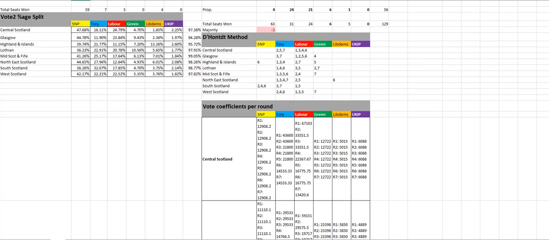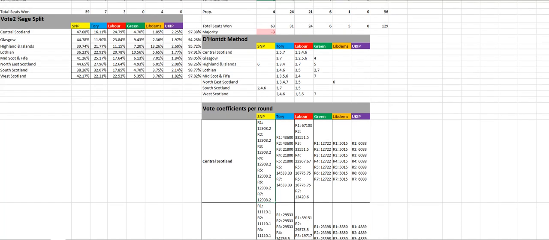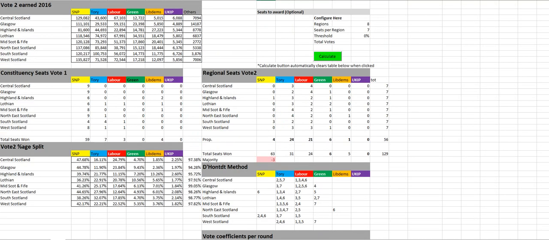So if you look at Central Scotland for round 1, at the very top here, 12,908 votes is the SNP starting position. For all the other parties, they're all untouched because they didn't win any seats. So you take the Tories, 43,600, they've got no seats, but you add 1 to it, so you divide by 1, 43,600 over 1 becomes 43,600. And that's the same for the rest of the parties. All their party vote totals were what they gained on the vote 2 ballot paper divided by 1. That is all their starting positions.